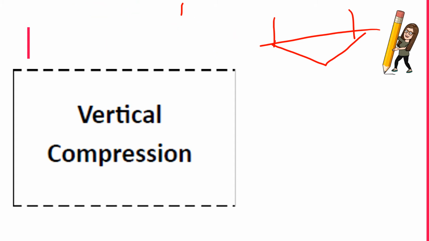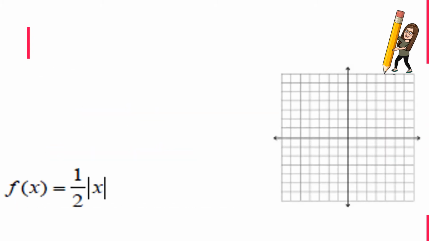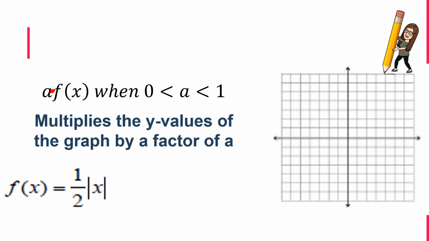Now, you don't have to have that memorized. It's a good visual because our table work is going to help. So if I have a factor out front, A times the function, any function, if A is between 0 and 1, it is a compression.